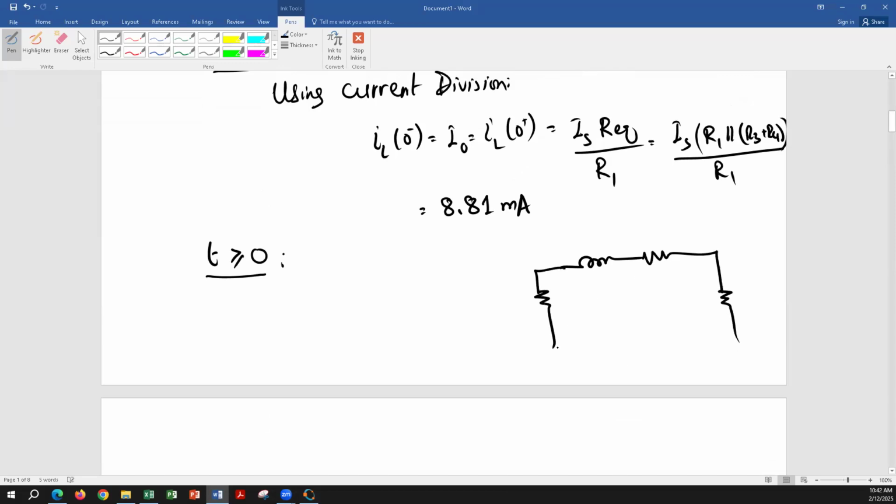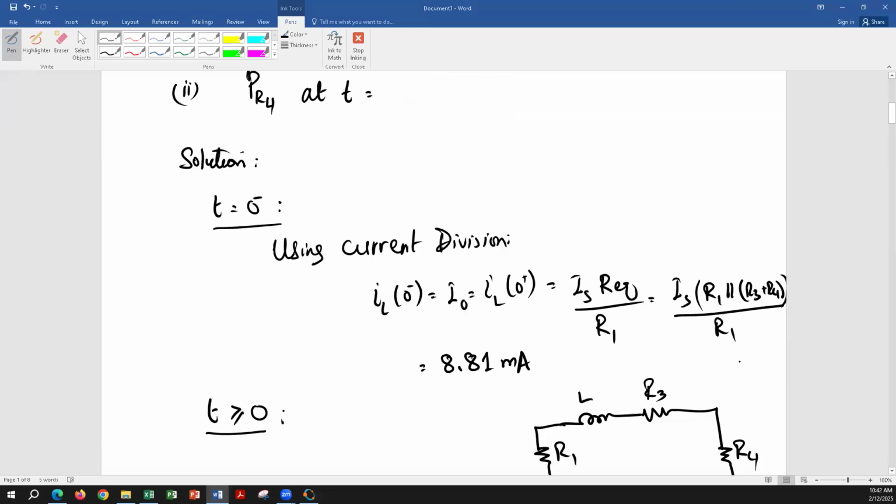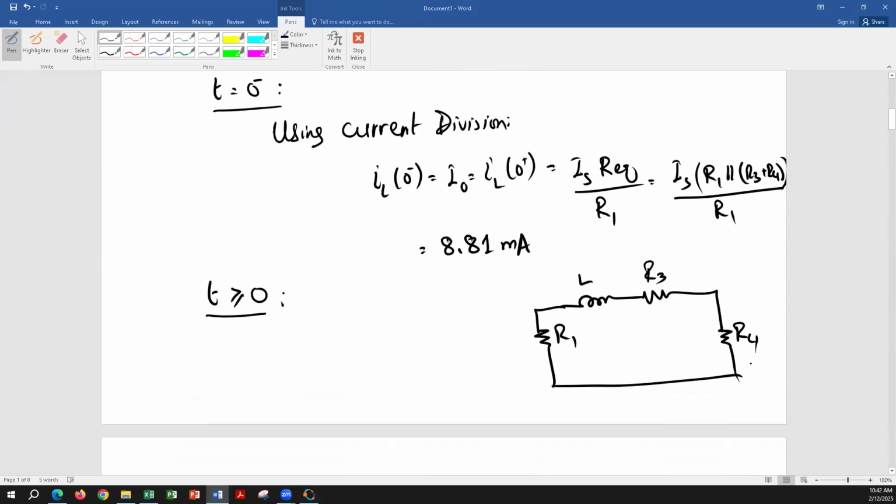L, R1, R3, and R4, that will be left. And our goal is to find iL(t) and the power in R4. Again, I'm going to decide the time once we calculate the value of the time constant.